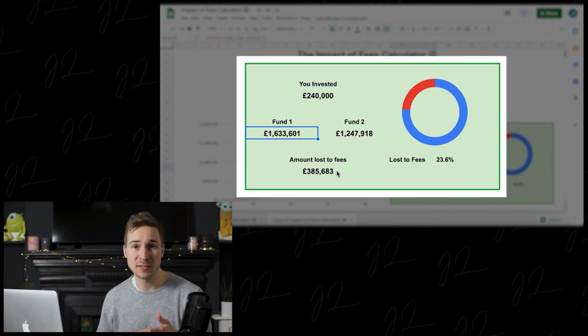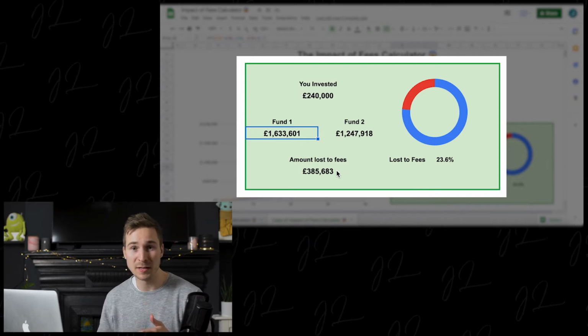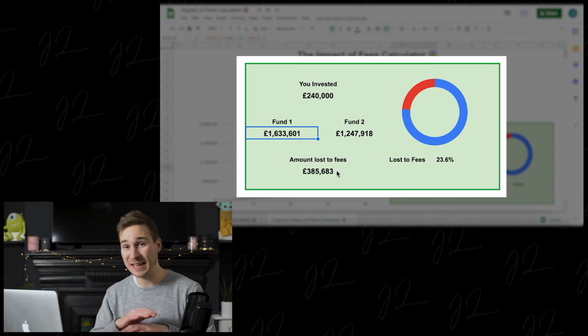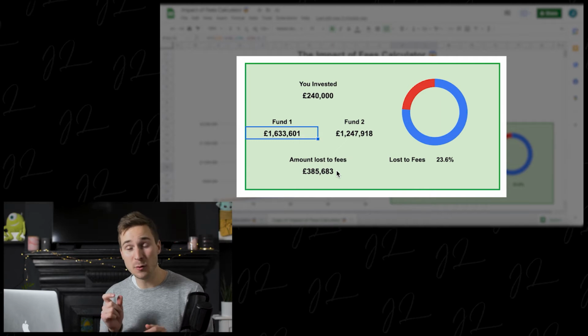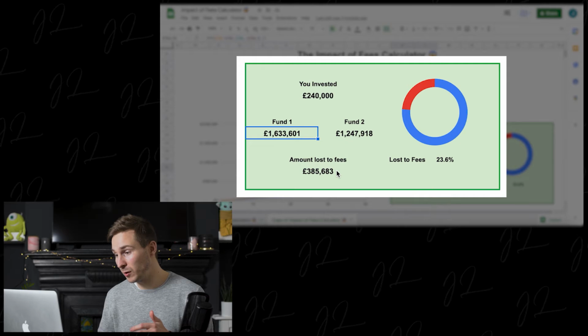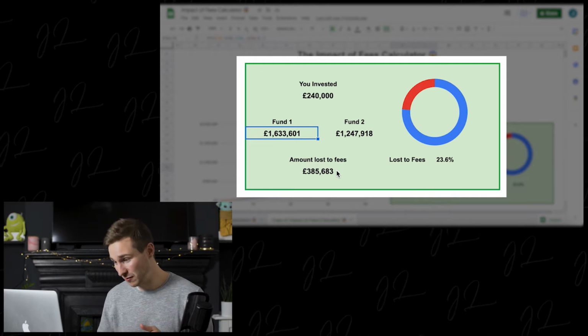And with the more expensive fund that charged 1.1%, which remember, we put this same amount of money into over those 40 years and it had the exact same performance, the only difference is the fee that this fund charges. That account would only be worth just under 1.25 million.